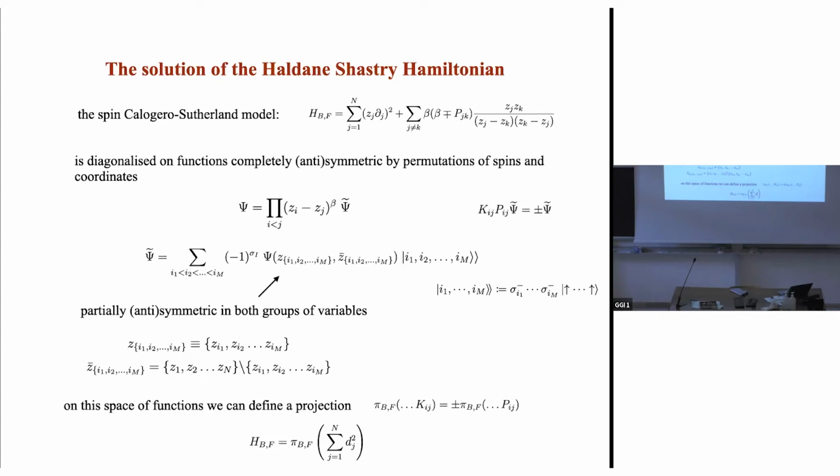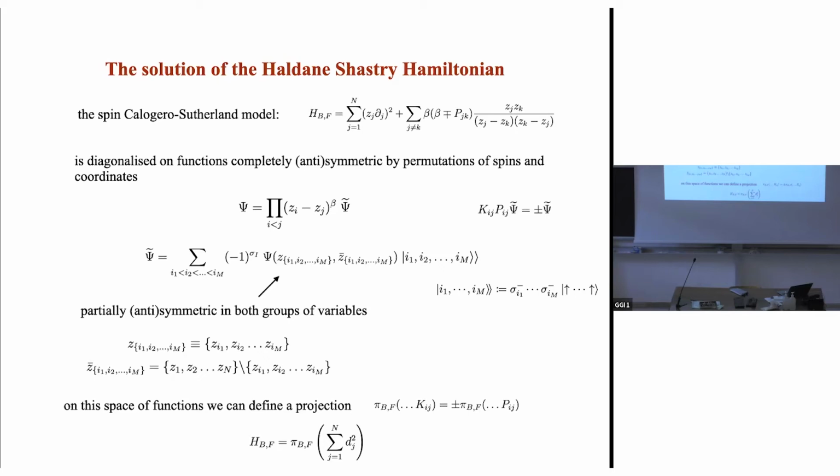So one can work with either one or the other type of wave function, but you have to stick with a single one. So on this space of functions, one can define a projection which transforms a coordinate permutation into a spin permutation following this condition here.